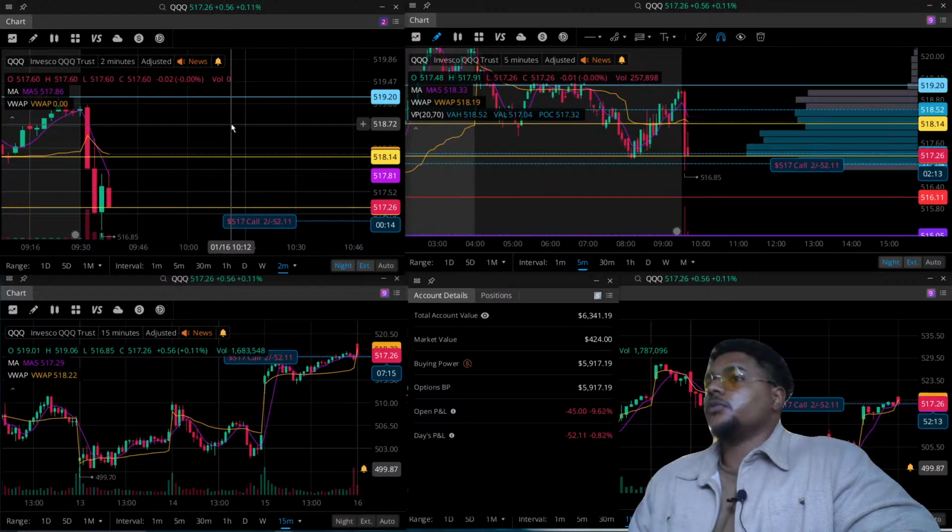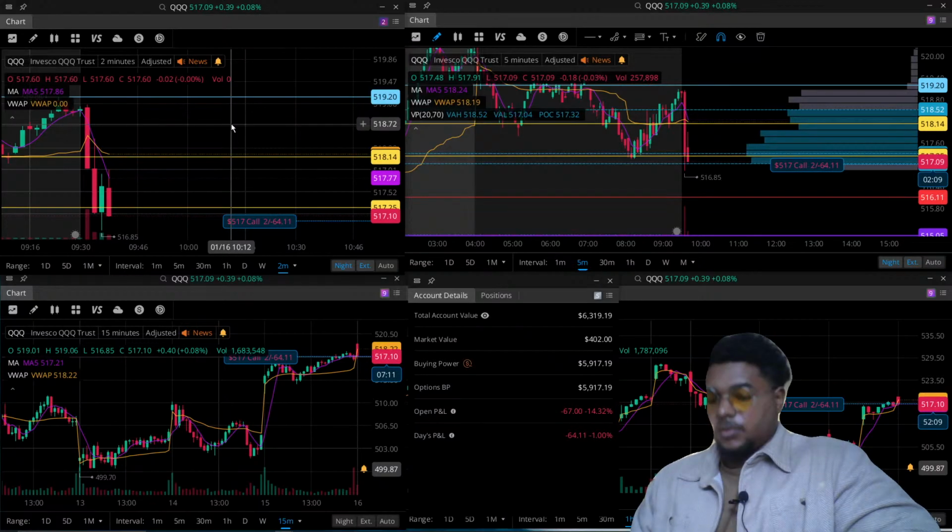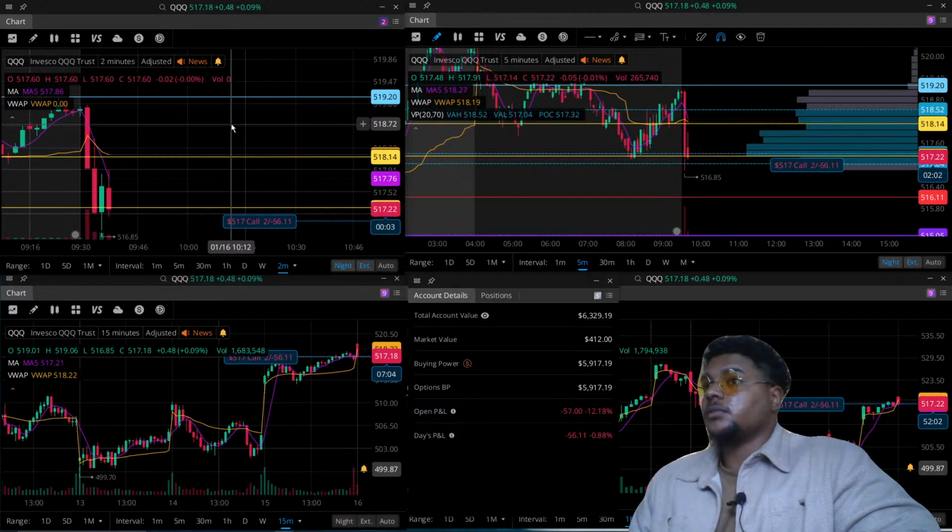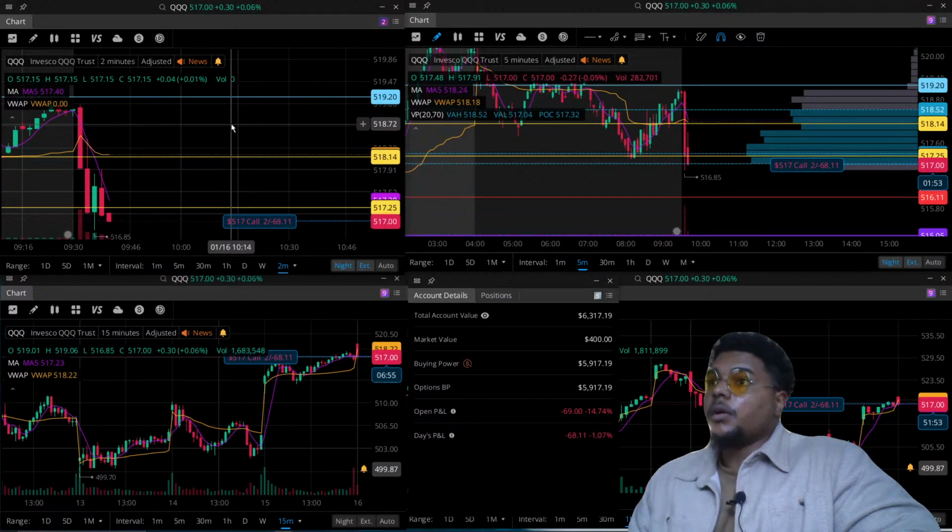So close below this yellow line right here that I have plotted would not be very good, and I'm seeing it. It's not looking very pretty. So all right, so I'm out.